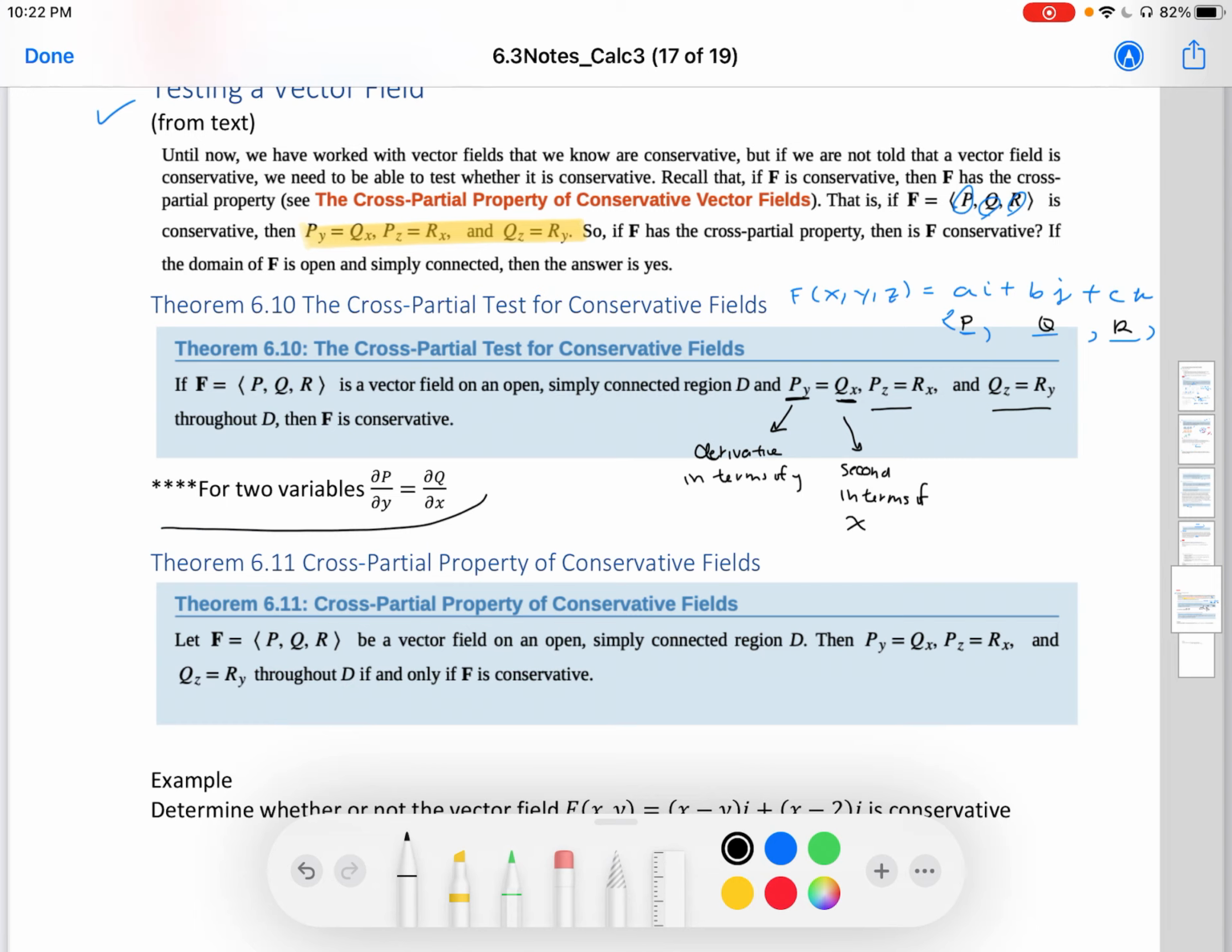Now, I think it's odd it didn't list how it would hold for only I and k. So we just take the derivative of the other, right? Using their notation, you would have your p in terms of y equal the same as your q in terms of x. That's only if you only have i and j, no k.